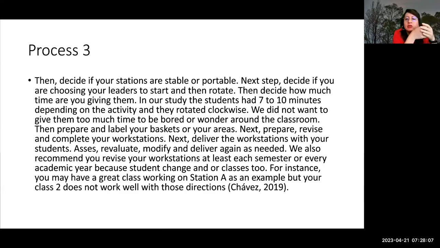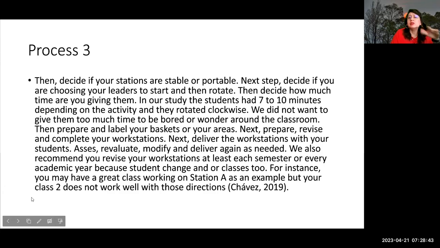If you see that the time is not working, you can always extend it. Then prepare and label your baskets or your areas. Okay, next, prepare, revise, and complete your workstations. Next, deliver the workstations with your students. Assess, reevaluate, modify, and deliver again as needed. We also recommend you revise your workstations at least once each semester or every academic year because students change and classes too. For instance, you may have a great class working on station A, as an example, but your class 2 doesn't work well with those directions.